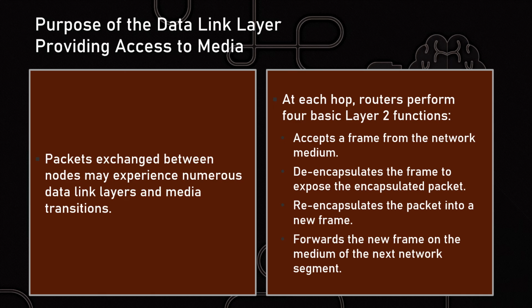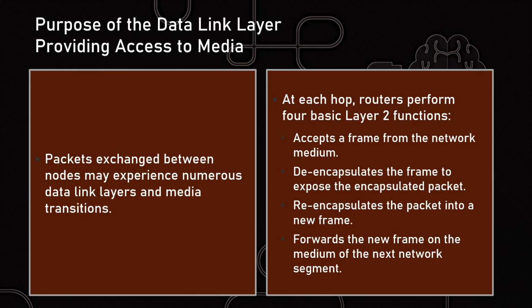Now, at each hop, routers are going to perform 4 basic layer 2 functions. Number 1, the router is going to accept a frame from the network medium, as it were. So if it's a fiber optic line, copper line, Wi-Fi, whatever. It will then de-encapsulate the frame to expose the packet. Remember, we talk about PDUs being named different things as they graduate between different layers. We go from a segment to a packet to a frame.